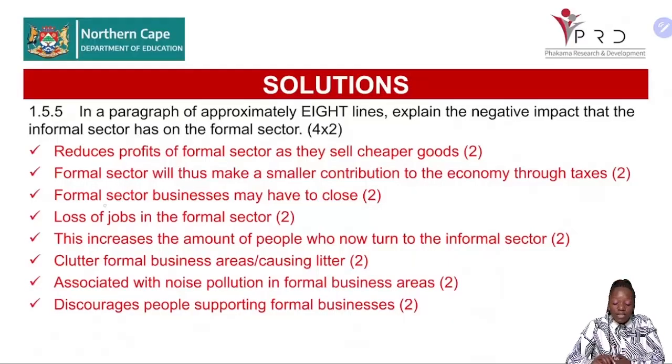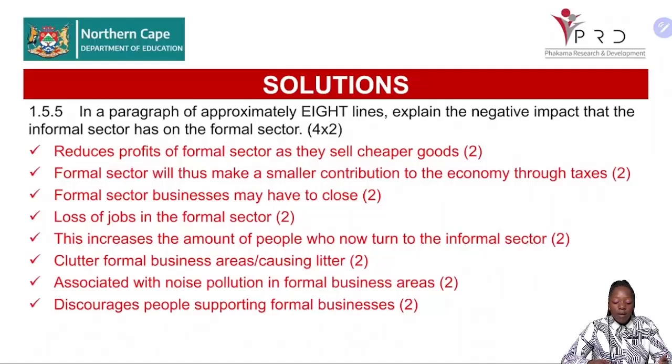Your formal sector will thus make a small contribution to the economy through the taxes, because the fewer people who buy, the less income for the formal sector, and they will contribute less as well into the taxes, which means our GDP also will not grow. Your formal sector business may have to close. So if they are competing with these informal sectors whose goods are cheaper, it means now they will not have customers. If they do not have customers, they are supposed to close. And if they are closing, there will be loss of jobs in the formal sector. With the loss of jobs, again, it will become an economic issue, because now there will be no one contributing towards the taxes.